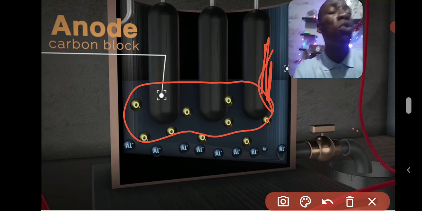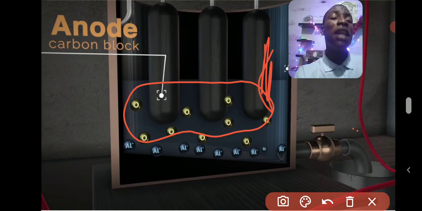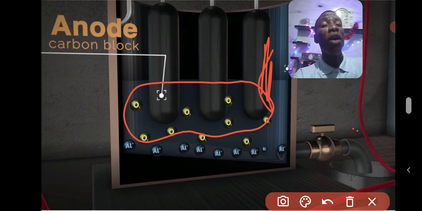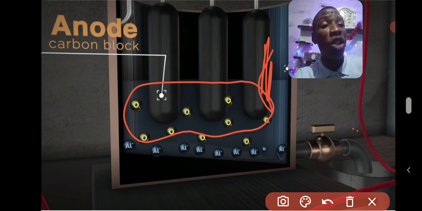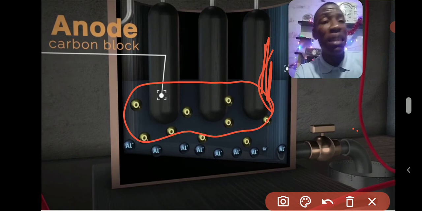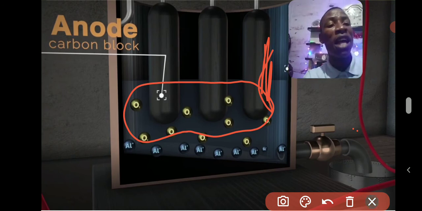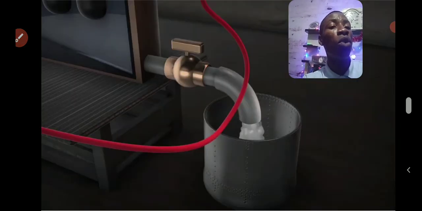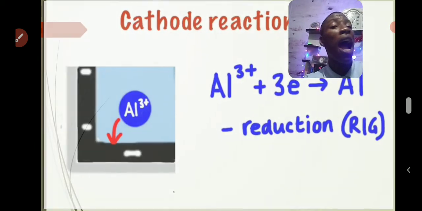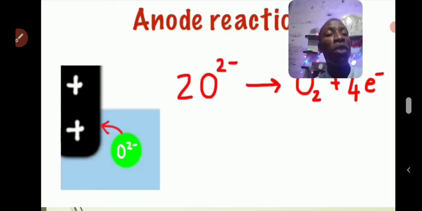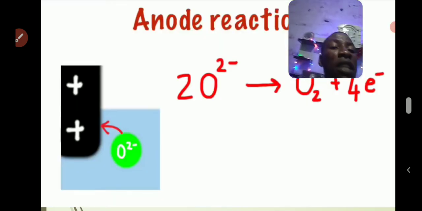So it's an examinable question: why do we need to replace the carbon anode at regular intervals? It's because at that high temperature, the carbon anode will react with the oxygen that is being produced at the anode and get depleted as carbon dioxide gas. So that is why we are going to need to continue to replace the anode. The reaction that occurs there is very simple, and this is the reaction that occurs in that place.